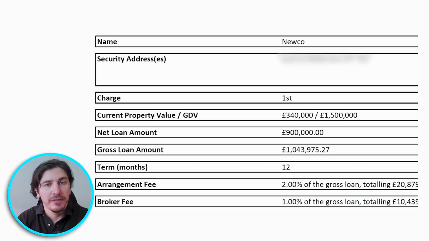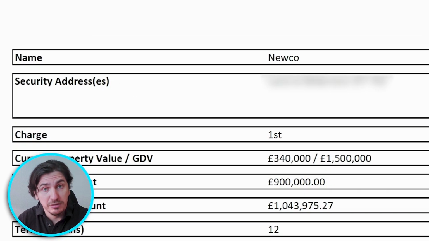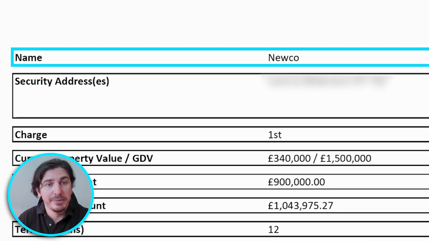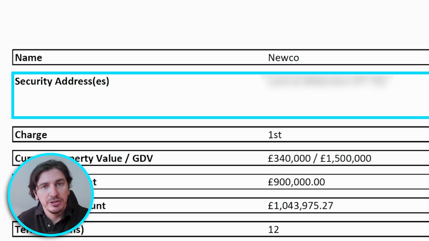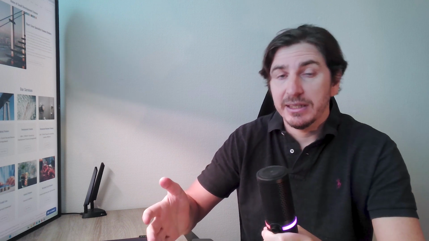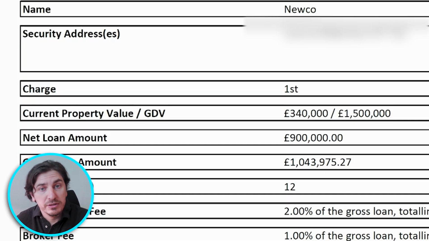It's not an existing one. On any offer there are a few key things to look for. The first is obviously to make sure they have the company name. In this example, I said it was going to be a new limited company that hasn't been set up yet. Then you've got the security address. This is what actual security, piece of land, property are you going to give to the lender in order to secure that loan.